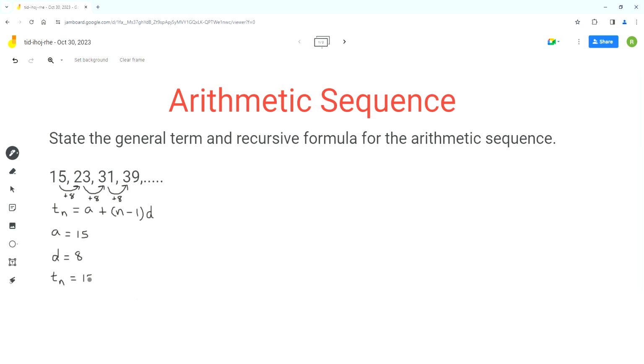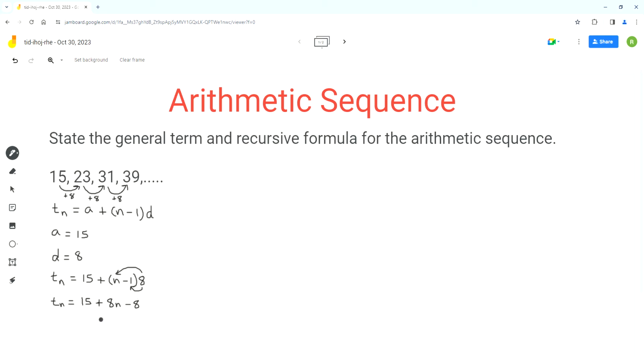So the A value is 15 plus the n minus 1 stays the same, and we sub in D as 8. Now we have to simplify this expression, so we should start by distributing 8 into the parentheses. So we'll multiply n and negative 1 by 8. So we get 15, which stays as it is, plus 8 times n, which is 8n, and then 8 times negative 1, which is negative 8.